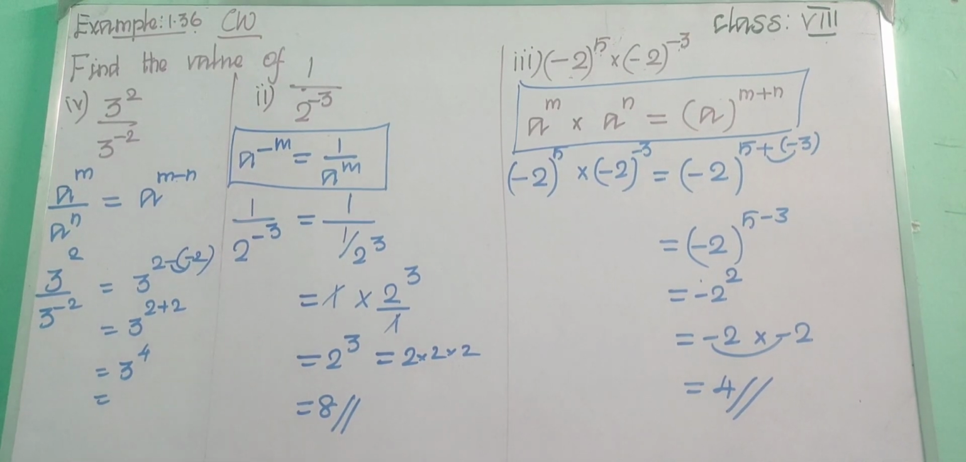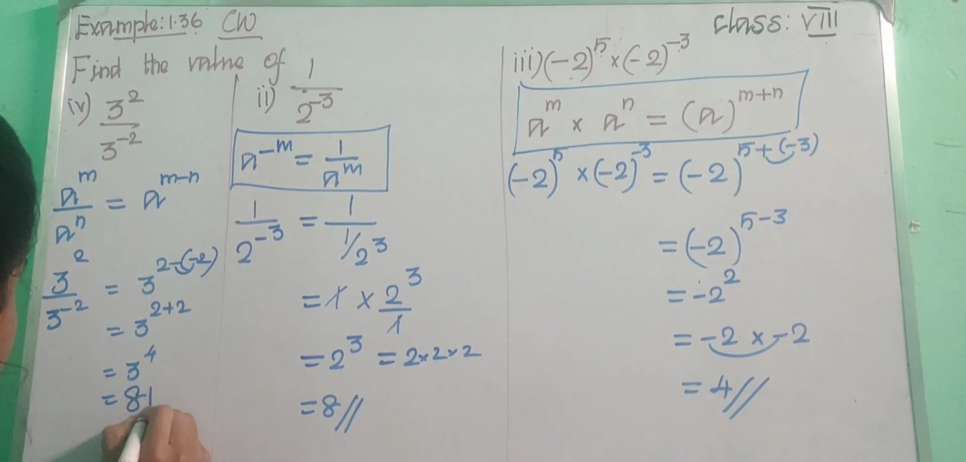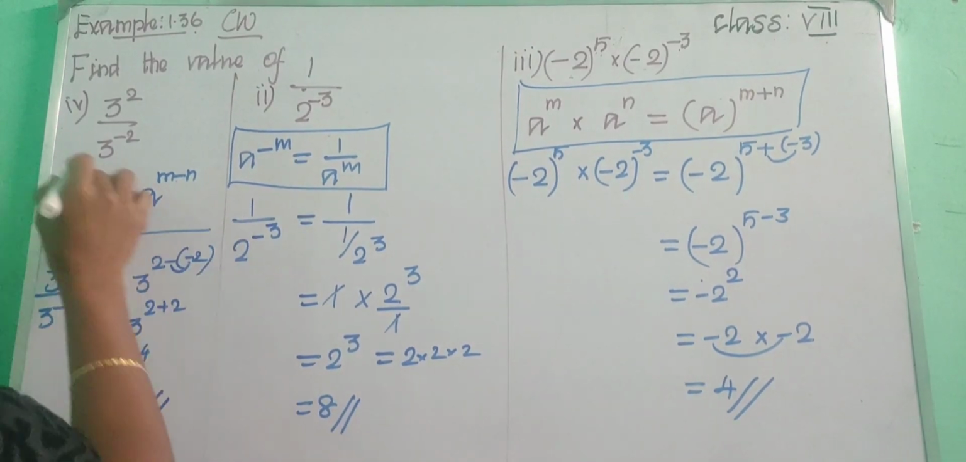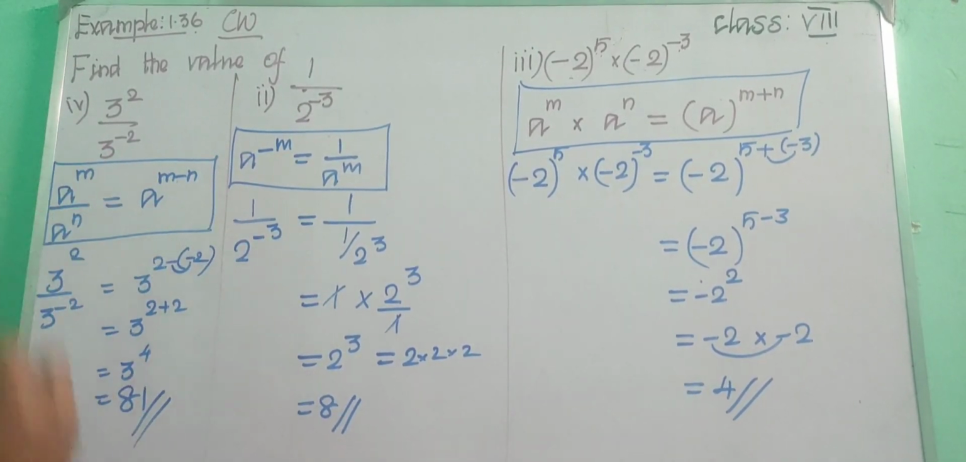3 3s are 9, 9 9s are 81. Okay, children, so the answer is 81. Is it clear? So we are using the quotient rule here. Copy this in your classwork notebook.